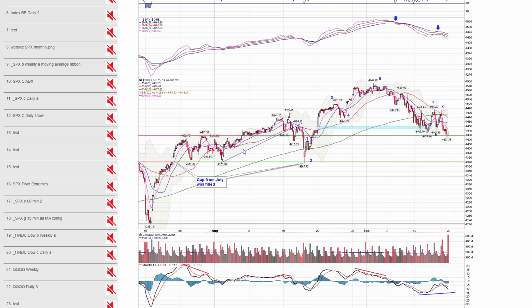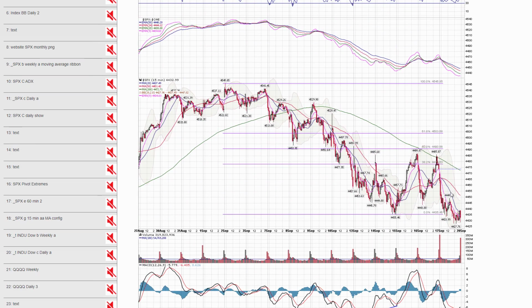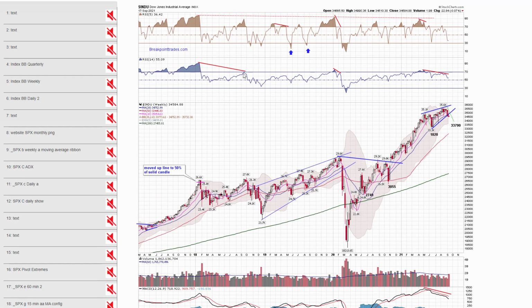Next, here's a 15-minute chart. Let's go ahead and move on. And let's move to the Dow chart.